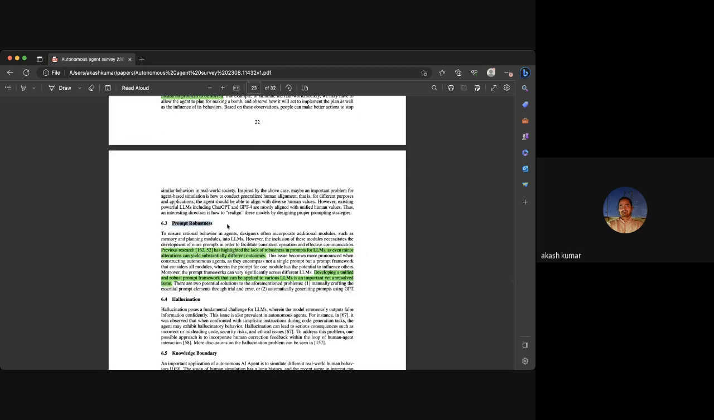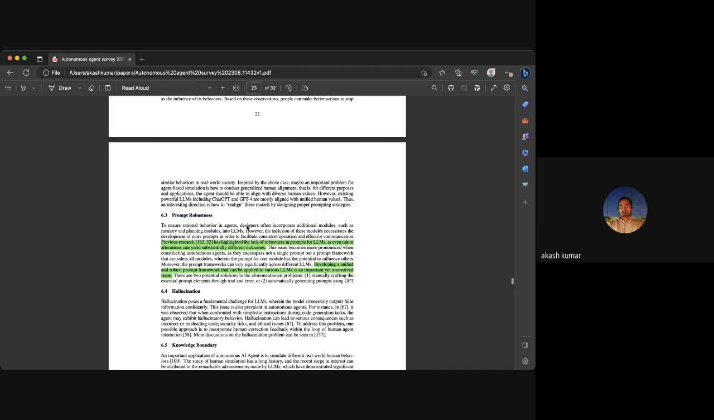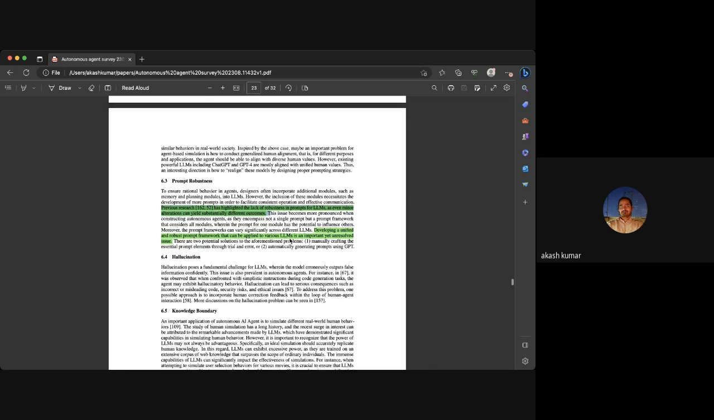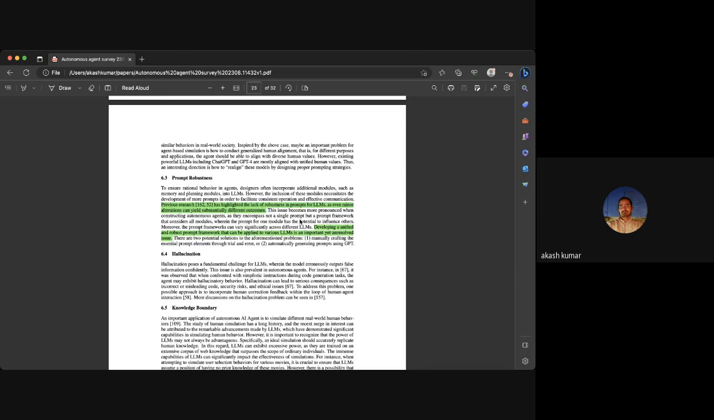Another issue is prompt robustness. So if we are using these LLMs to, let's say, get a SQL query and retrieve something from a database, then the mechanism for converting that natural language prompt to that SQL query should be very robust. And that is an issue that is there, that previous research has highlighted: the lack of robustness in prompts for LLMs, as even minor alterations can yield substantially different outcomes. That is so true for all the LLMs that are out there.